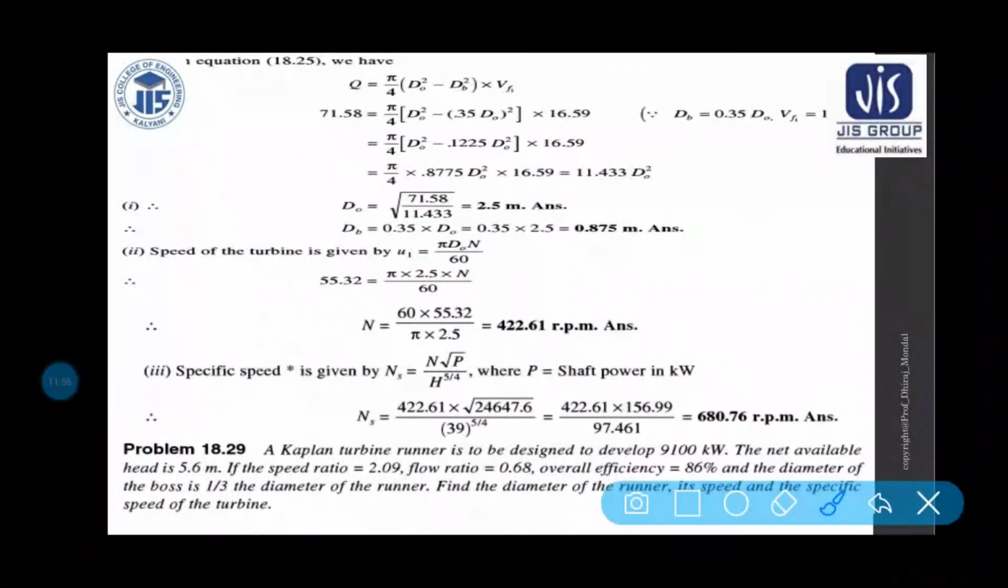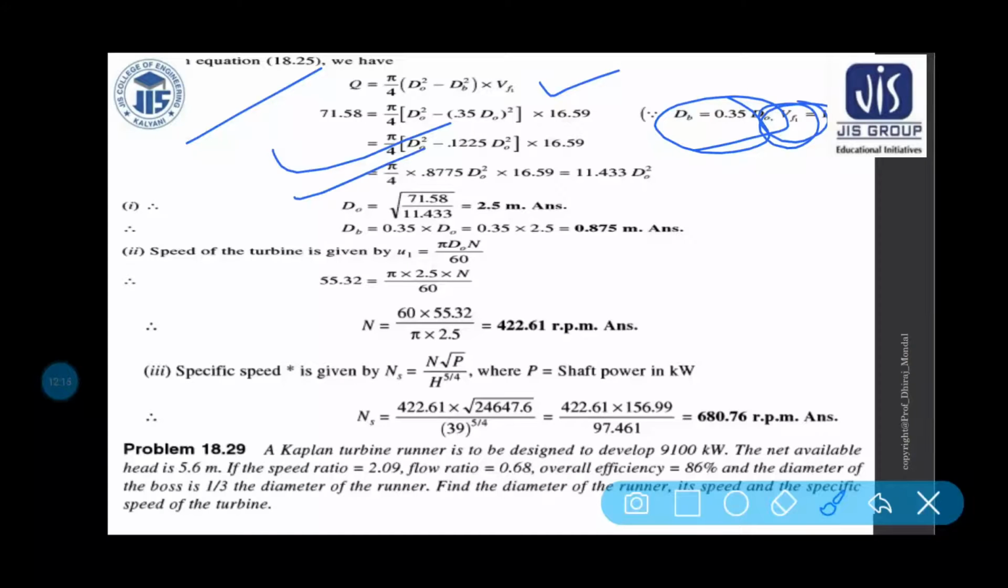Next slide, come to the next slide. Q is equal to pi d naught b naught, that is pi times (d naught square minus b naught square) into Vf1. You know that dB is equal to 0.3 times d naught, and Vf1 I have already got. So ultimately d naught you can find out as 2.5 meter. Clear? As you have got d naught, you can find out dB, that is 0.3 times 2.5, which is 0.875 meter.